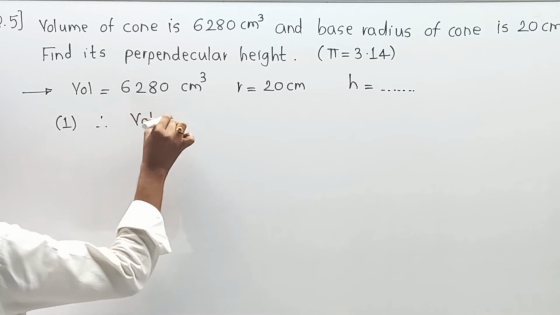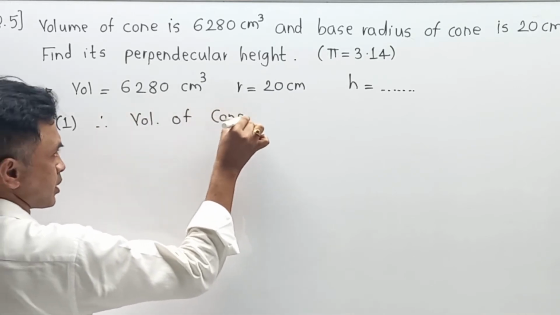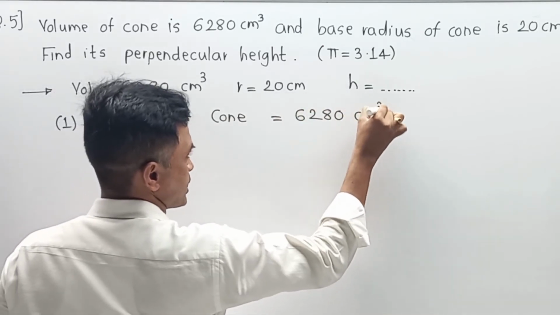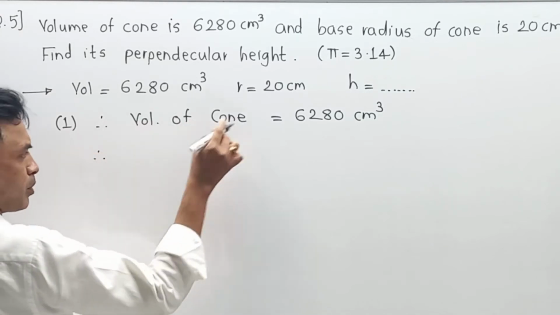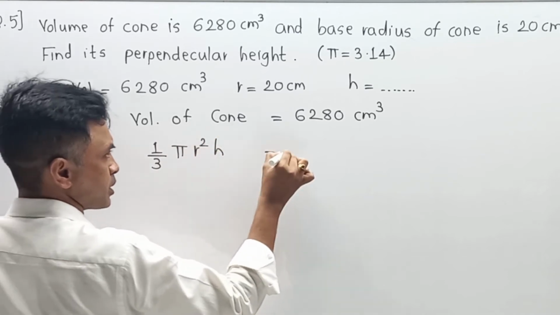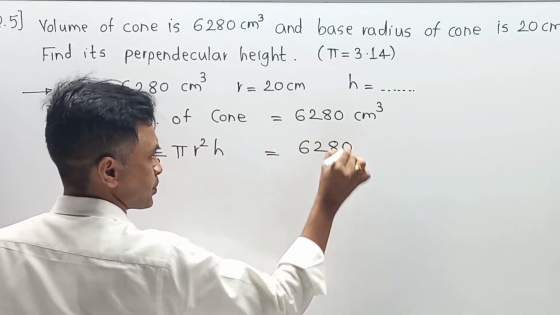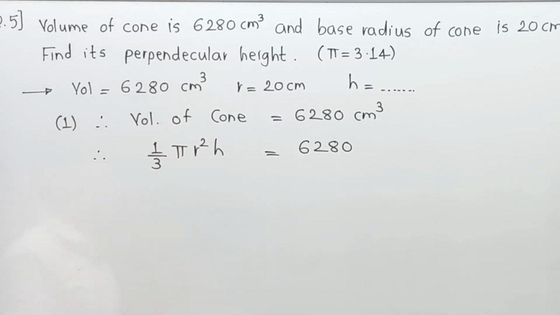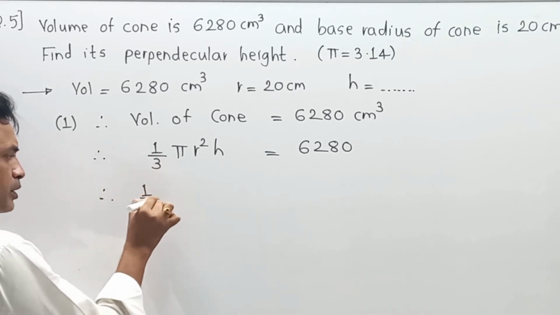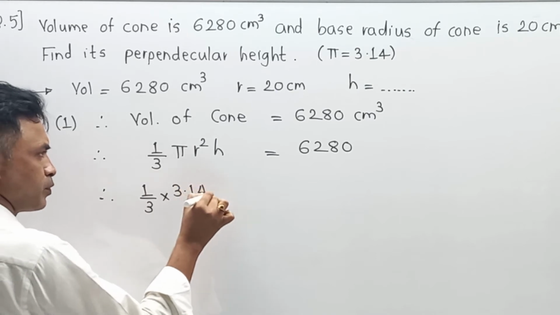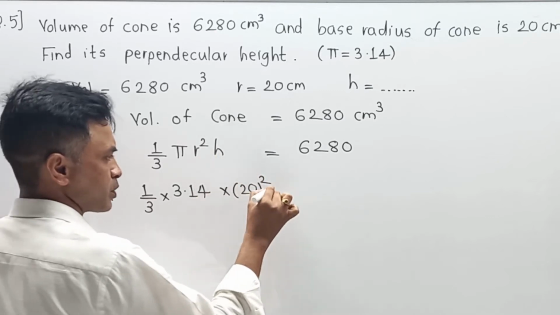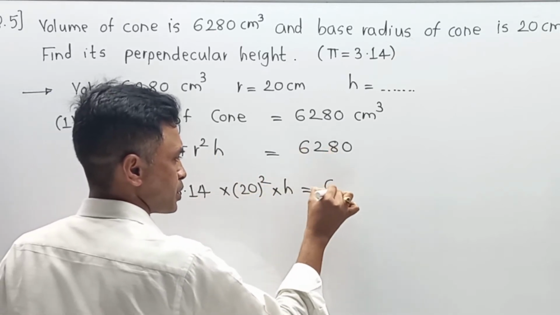Therefore, the volume of the cone they have given is 6280 cubic centimeter. We know the formula for that. Volume of a cone is equal to 1 upon 3 pi r square h, which is equal to 6280. Now, from this step onward, mathematical calculation will be the most important. So the part is putting in these values: 1 upon 3 into pi, which is 3.14, r square means 20 square, into h, that is unknown for us, is equal to 6280.